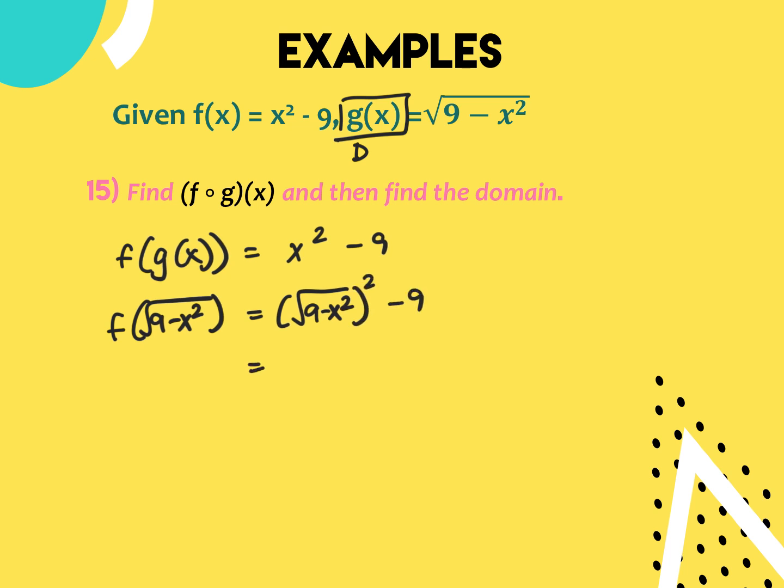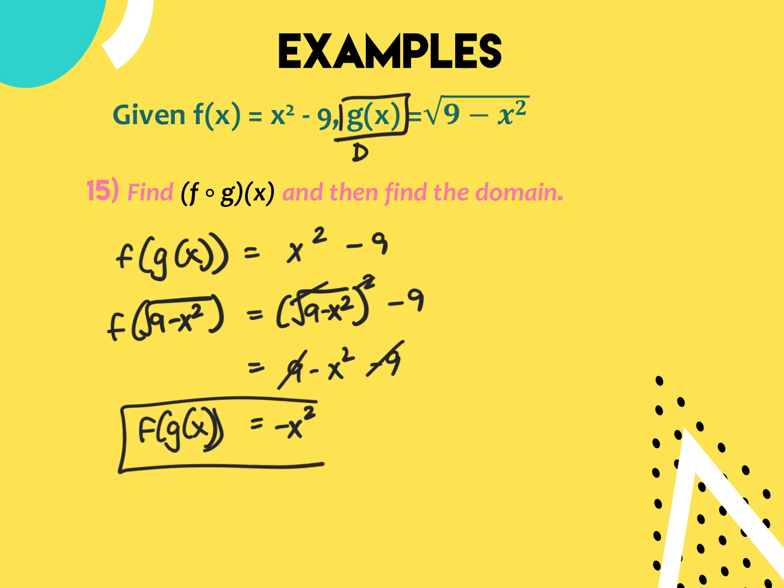minus 9. I know my square root and my squared cancel. 9 minus x squared minus 9. The 9's cancel, and I get that my function value is minus x squared. So I come over to here. So f of g of x equals this. That's the first solution. Now they want the domain.